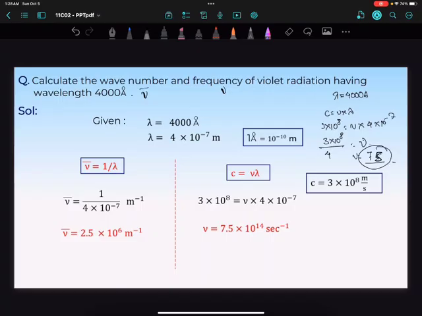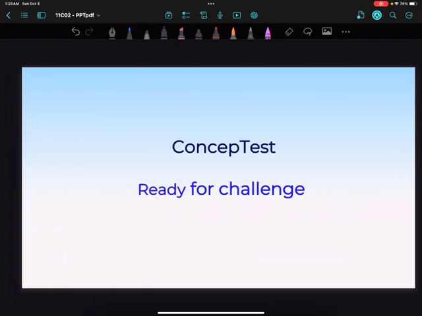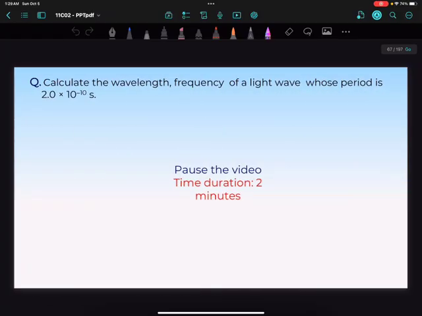Now, as we know, wave number can be written as 1 by lambda. So wave number is equal to 1 by lambda. Here we know lambda. So lambda is equal to 1 by 4 into 10 raised to power 7, which comes as 2.5. I want you to pause this video and solve this question.